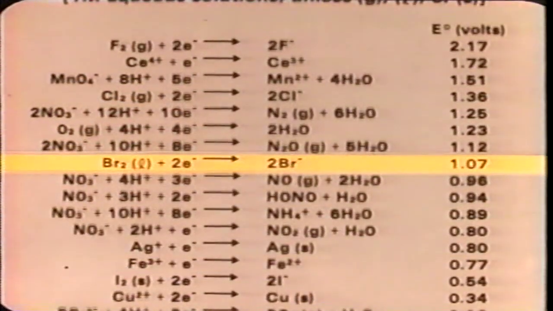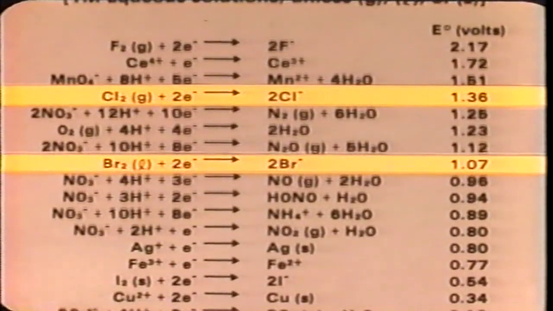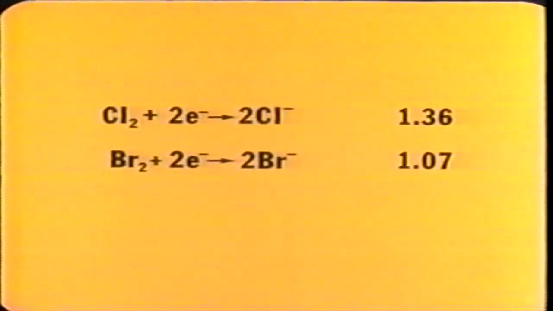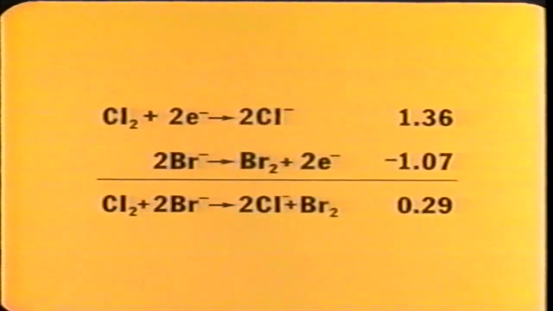So we again check our table for another cheap but more powerful agent to oxidize the bromide ions. Here is chlorine. It is relatively inexpensive. As before, we calculate the E0 value of the overall reaction. The net reaction has an E0 value of plus 0.29 volts, almost twice that with oxygen. So the oxidation of bromide by chlorine is much more likely to proceed. We can check this reasoning by experiment.